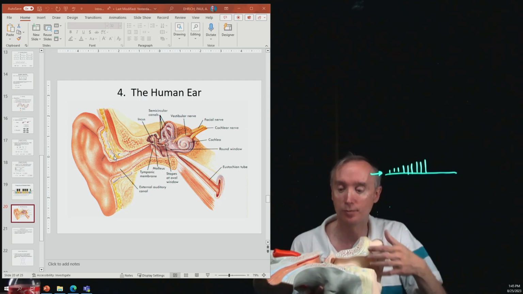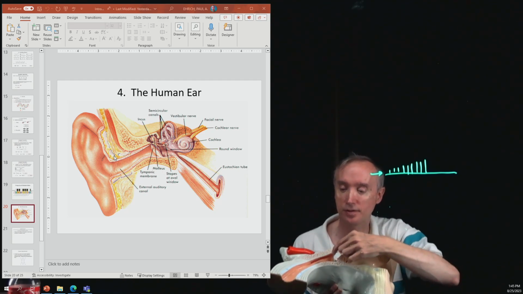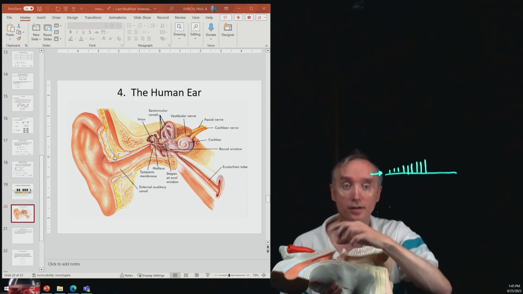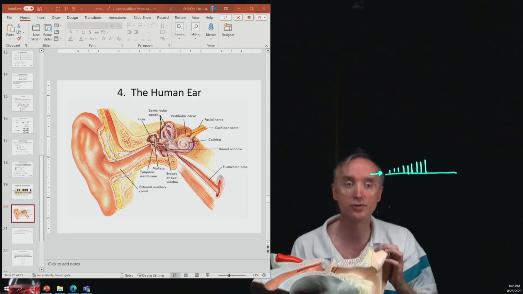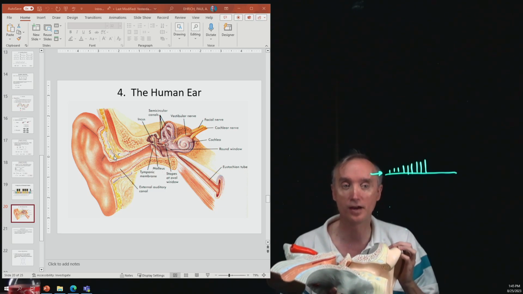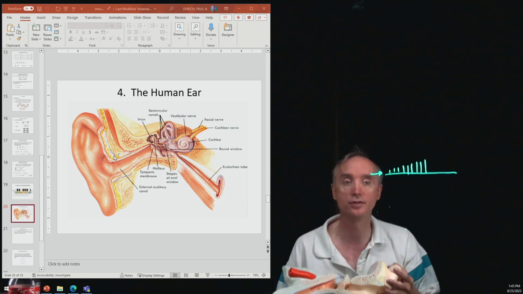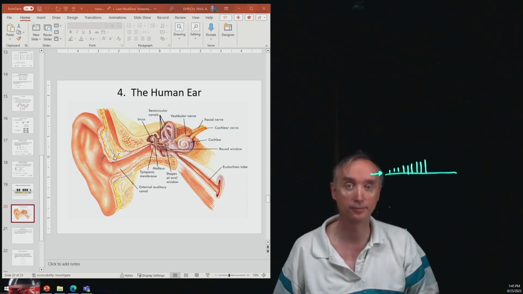So sometimes with babies, what they will do is they will surgically implant a tube in here that will hold open the eustachian tube so that they don't get infections as much, or at least when they do get an infection, it doesn't cause an earache.